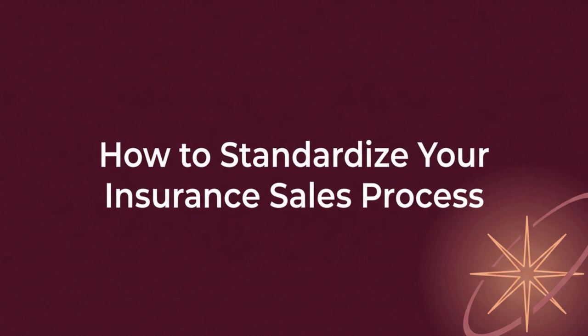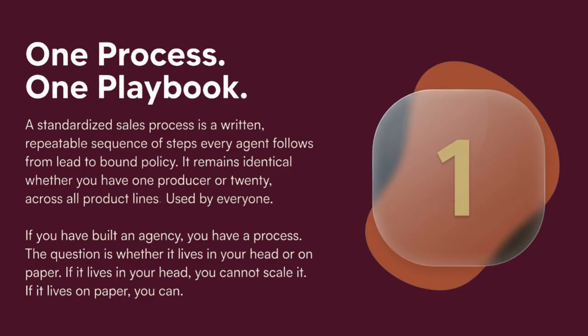A standardized sales process is a written, repeatable sequence of steps every agent in your agency follows, from the moment a lead comes in to the moment the policy is bound. It is the same process whether you have one producer or 20, whether the lead is Medicare, life, annuity, or ACA. One process, one playbook, used by everyone.